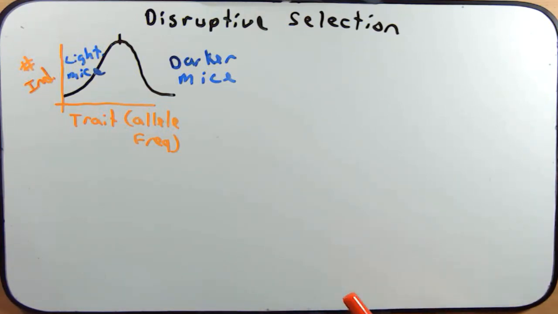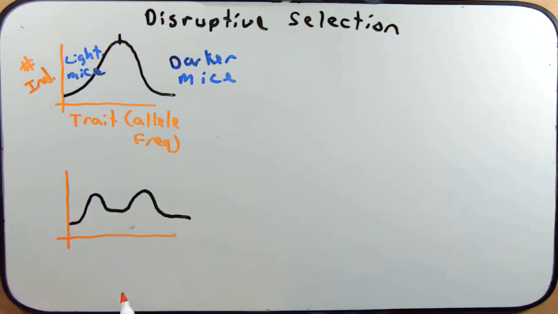And so in this kind of selection, we're going to favor the extremes and not the average. So something like this, where the two extremes have a higher number of individuals with the extreme phenotypes and fewer individuals with this intermediate phenotype.